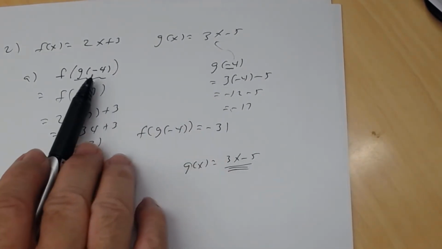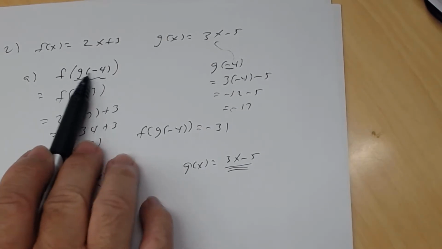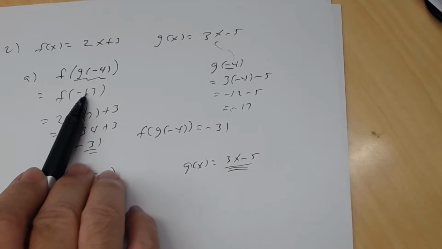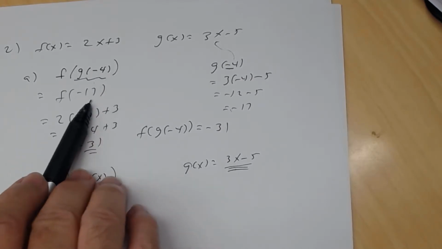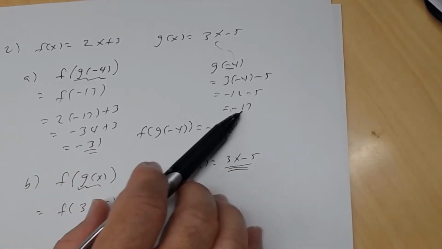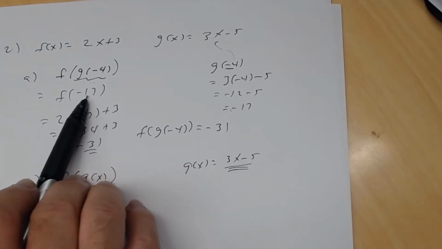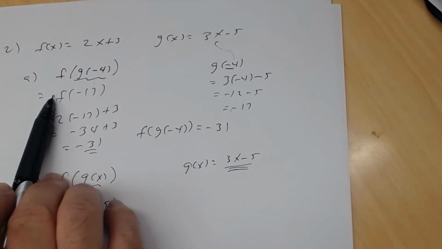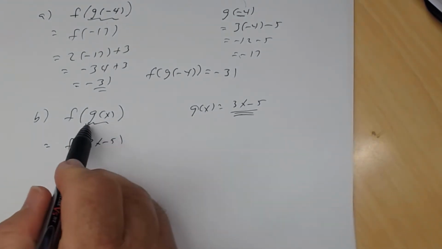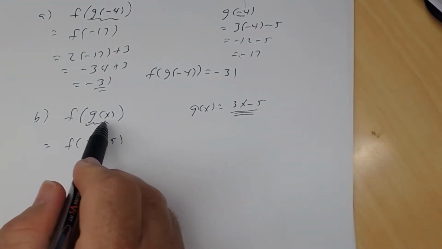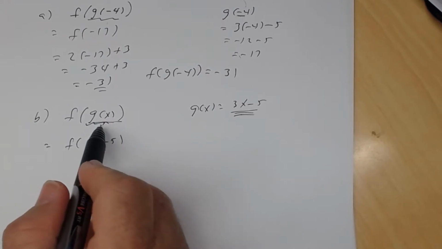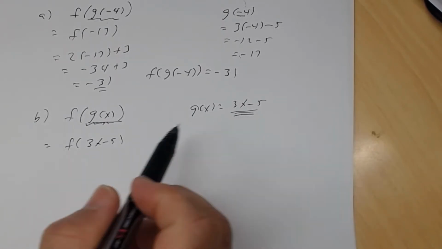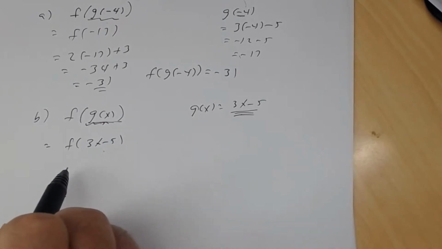I want you to notice something. Just like this, remember, we found g of negative 4. I replaced g of negative 4 with a real number, whatever g of negative 4 was equal to. When we did all this work, we got negative 17, and then I put that into the function f. So just like this, replace g of x. What do I replace it with? Replace it with whatever g of x is equal to, 3x minus 5. And so that's what you get here.